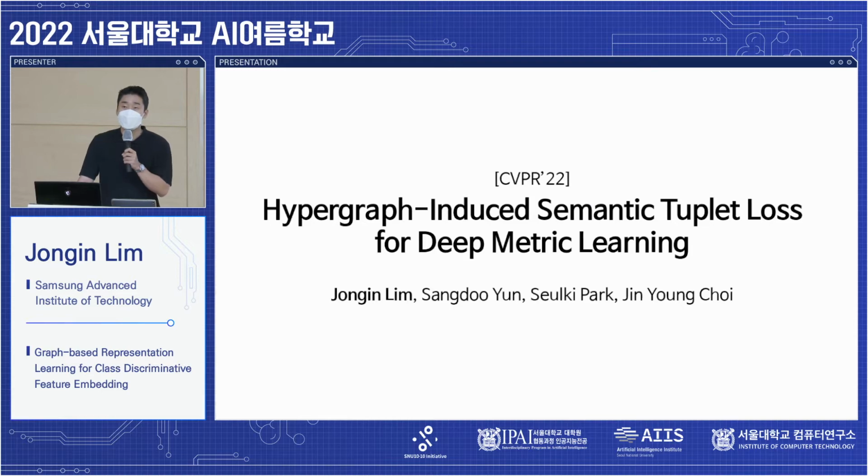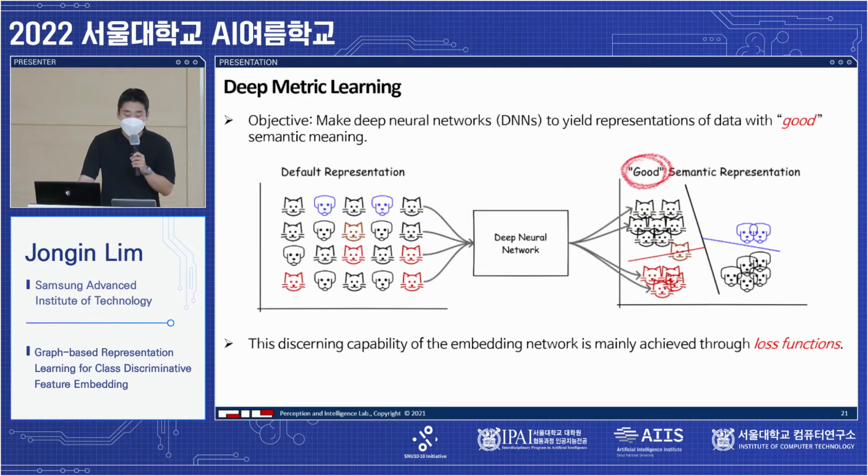Now, let's move on to our next topic, hypergraph-induced semantic tuplet loss for deep metric learning. The objective of deep metric learning is to train a deep embedding network to yield discriminative features, whereby the embedded features from semantically similar images are close to each other, while those from dissimilar ones are far apart. This discerning capability of the embedding network is mainly achieved through loss functions.